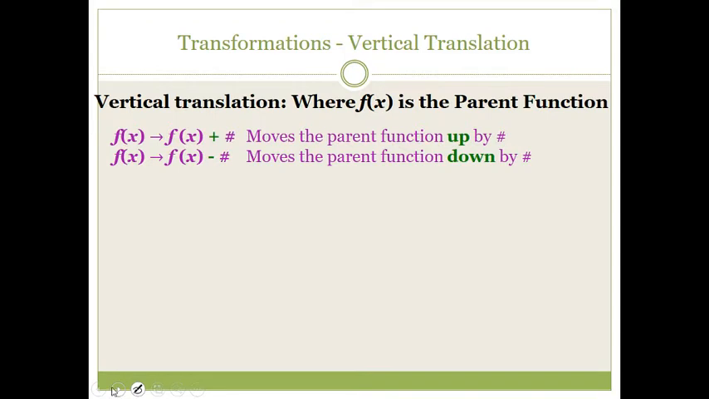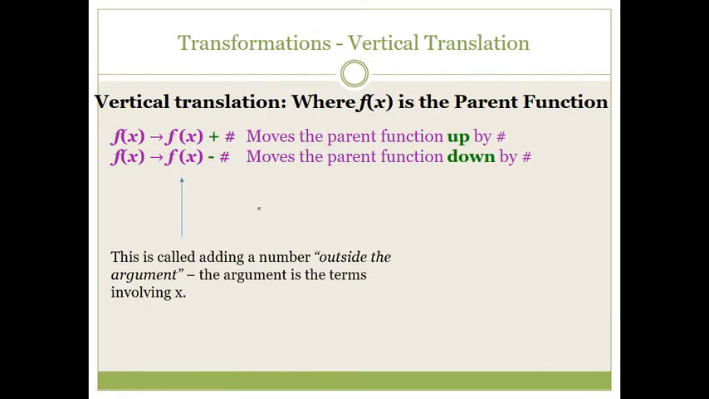All right, so let's talk about performing a vertical translation. That's just a type of transformation where we're moving the graph up and down. When we translate a parent function, if we take the function and add some number to it, it's going to move that parent function up by whatever that number is. If we take that function and subtract a number from it, then it's going to move it down by whatever that number is. Remember, when I add or subtract a number at the end of a function, we call that adding a number outside the argument. And when we add or subtract a number outside the argument, that performs our vertical translation.